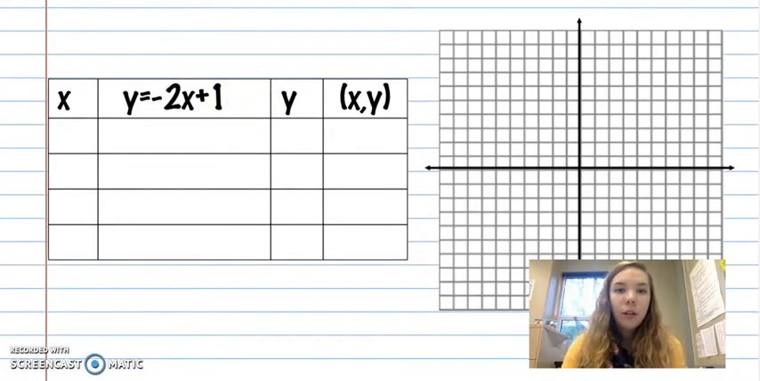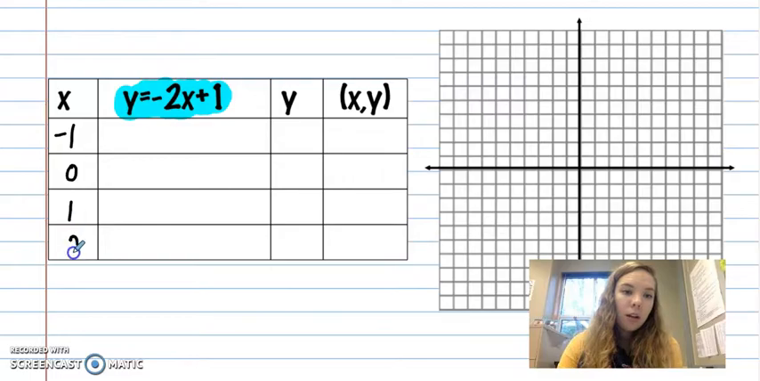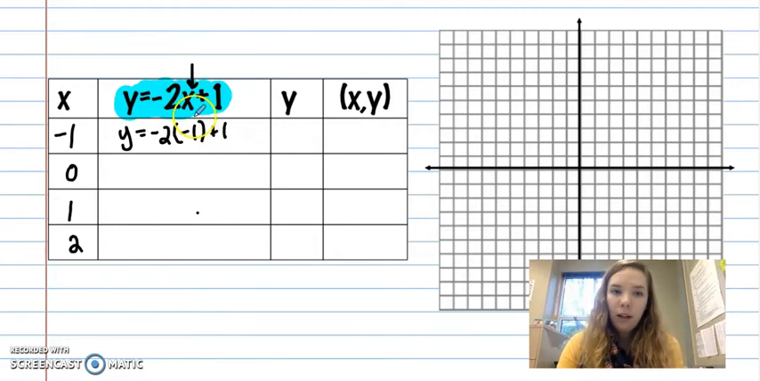Okay, so now I have a new linear equation. Y equals -2x plus 1. And again, I'm going to choose my x's to be -1, 0, 1, and 2 for no particular reason other than I think they're the easiest ones to choose. And then I'm going to plug in -1 for x. So this -2 is in front. When I plug in my -1, I want to use parentheses, which means we're going to multiply those together. So all I've done is swap out x for a -1. Okay, this would be +2 plus 1 is 3.